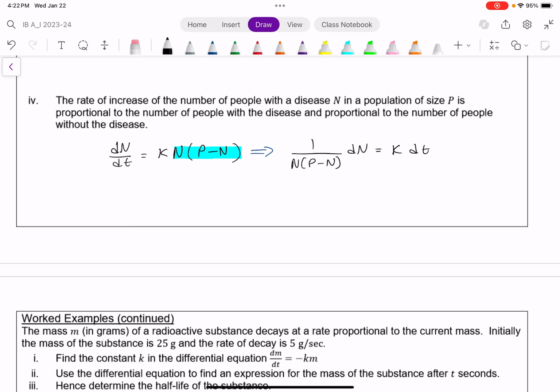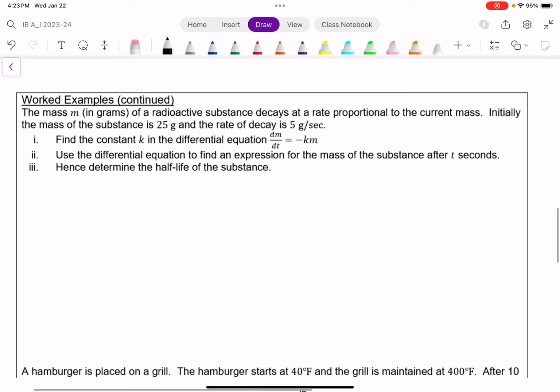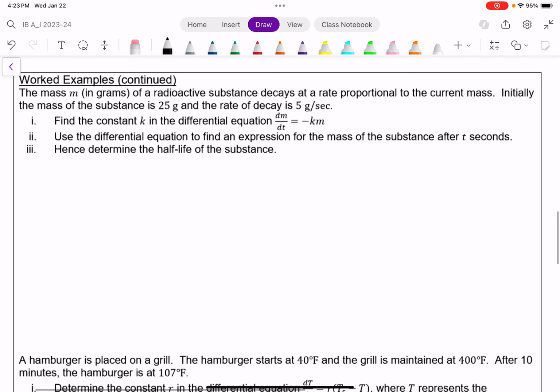All right, now quite often we're already given equations, but sometimes we're not, and so let's look at some slightly more involved examples. So here we have the mass of a radioactive substance. It decays at a rate proportional to its current mass. Initially, the mass of the substance is 25 grams, and the rate of decay is 5 grams per second.